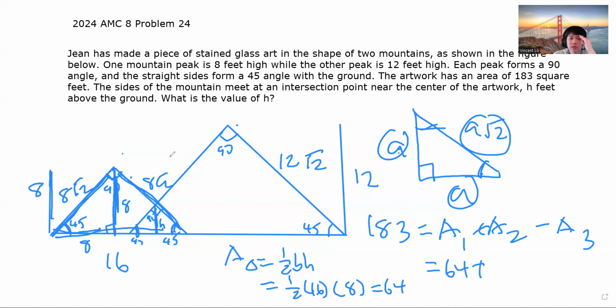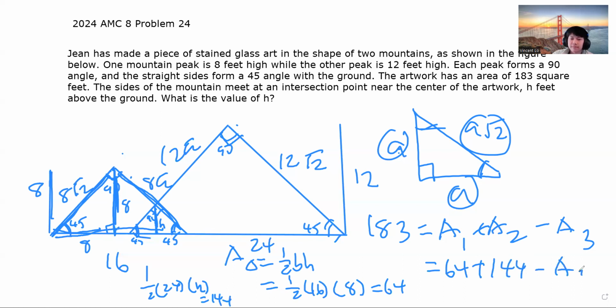Now, A2 is very similar. We have that both sides are 12 root 2. And we have that the longest side is therefore 12 root 2 times root 2, which is equal to 24. Since, again, it's a 90, 45, 45 triangle. So we have the base and we have the height. 1/2 times 24 times 12 is equal to 144. And finally, we have minus A3.